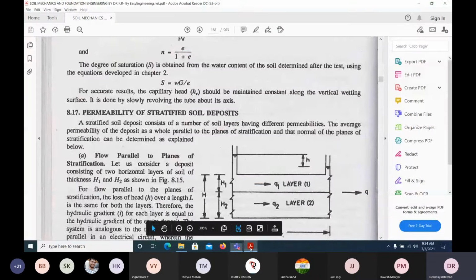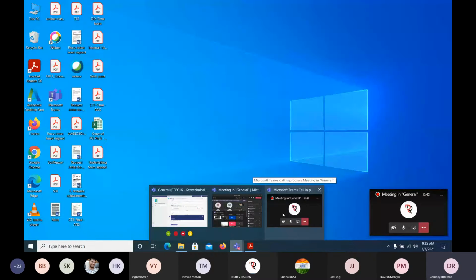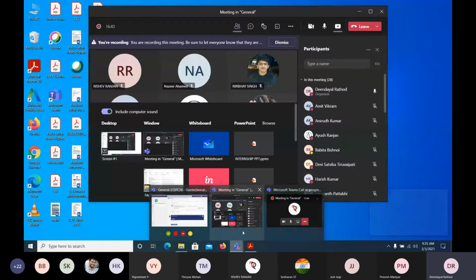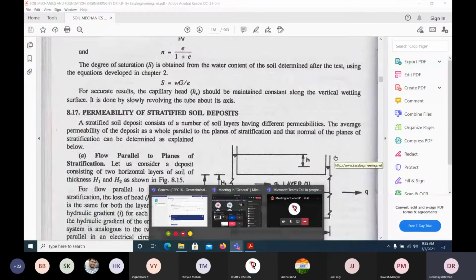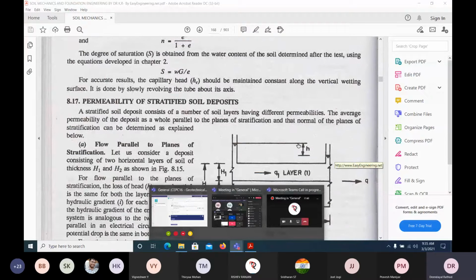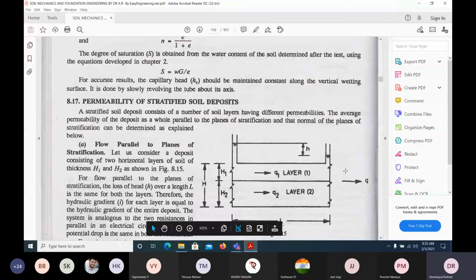So we have been discussing permeability, right? I have shown you very beautiful videos, and after the discussion I will show some more videos. This permeability is a very important engineering property, because of this permeability only, soil will settle down and water expulsion will take place.